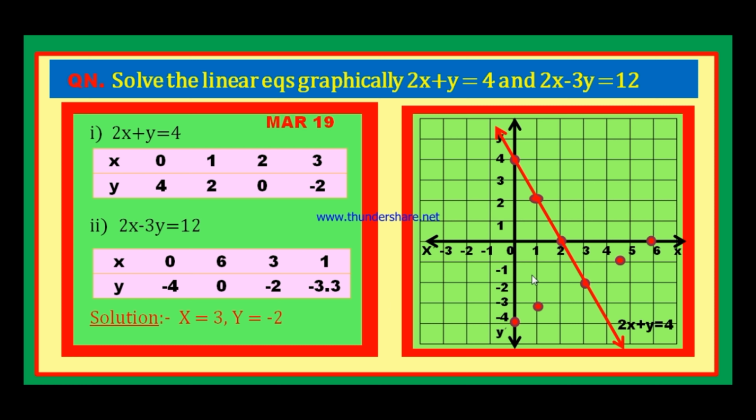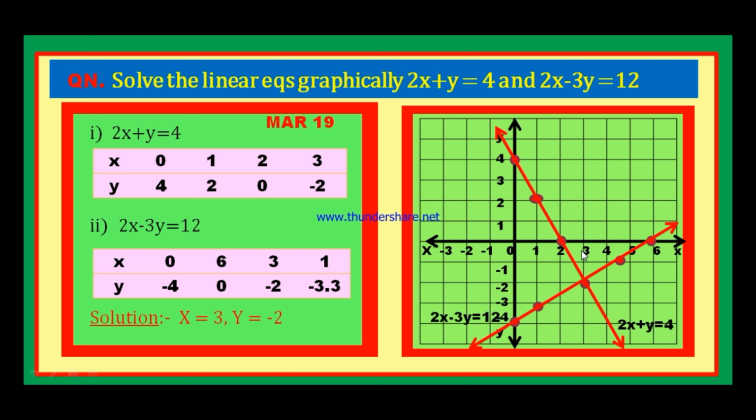X is equal to 1 and y is equal to minus 3.3. If you can't represent this, then leave this. We have already 3 points: 1, 2, 3 and 4. We have 4 points. You join them. If we join them, we may get a straight line like this. And let us name this straight line 2x minus 3y is equal to 12. And if you observe, both these straight lines are intersecting at a point. Here is the point of intersection of both the straight lines.